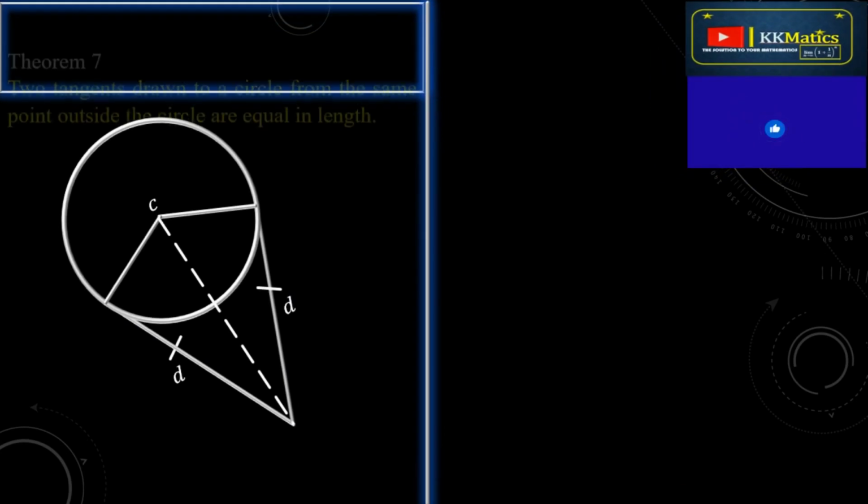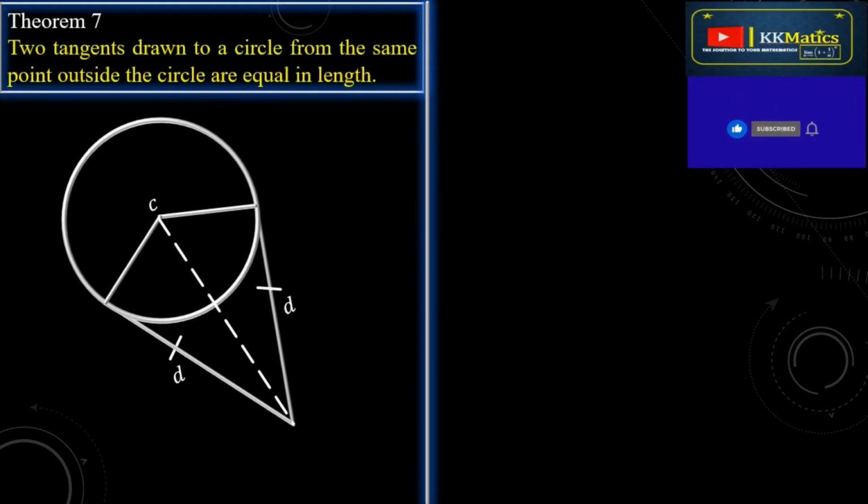So we move on to theorem 7. Now theorem 7, we are told that two tangents drawn to a circle from the same point outside the circle are equal in length. As you see on your screen here, it's important for you to always consider the diagram first. We are saying that the length of this tangent is the same as that tangent there.